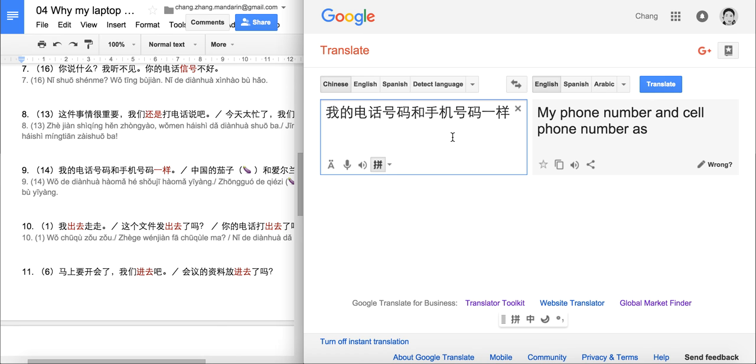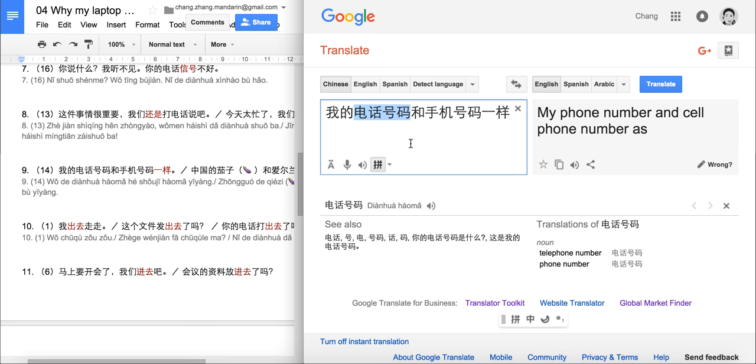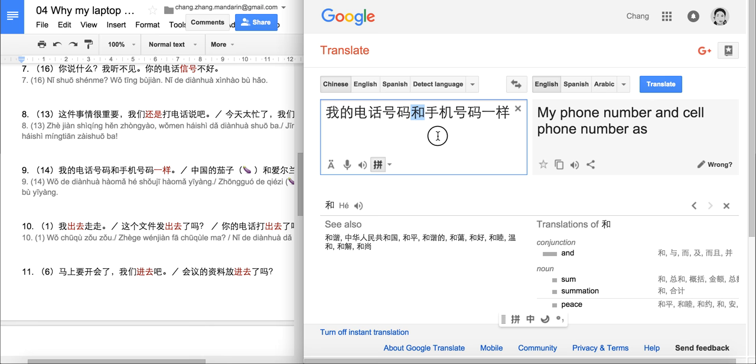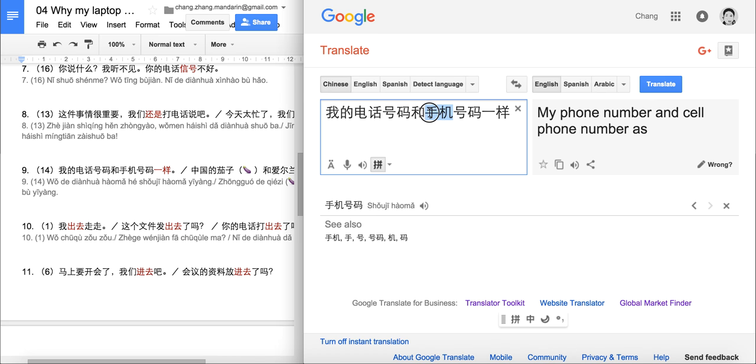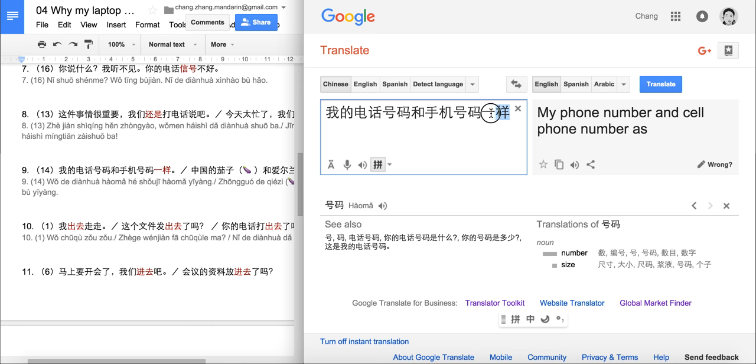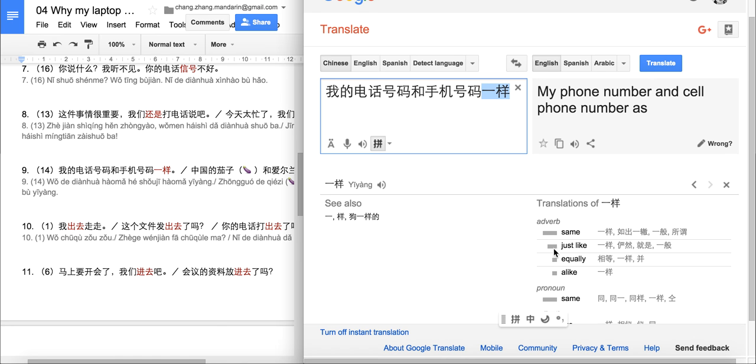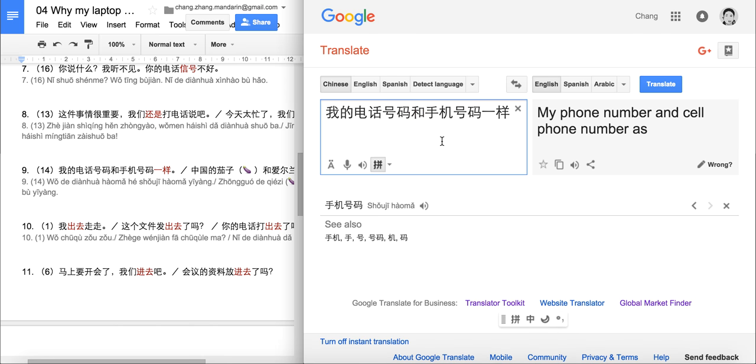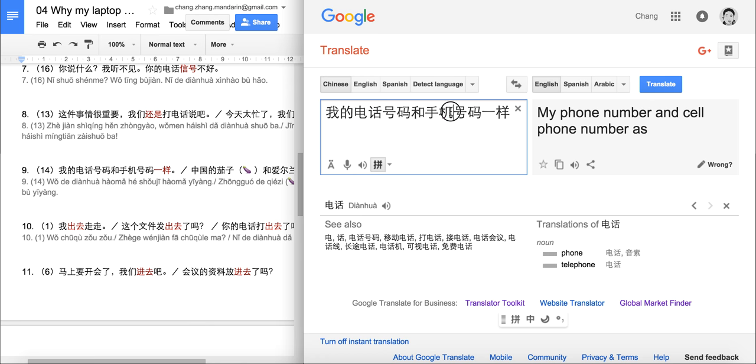Next one. 我的电话号码和手机号码一样。 That's a fake sentence. The information is fake, and it is only a grammatically correct sentence, but it's not a real sentence. It means my 电话号码, phone number, and 手机号码, cell phone number, 一样, the same. So my phone number is the same as my cell phone number. I just want to point out the difference: 电话 is a general term for all phones, and 手机 specifically refers to cell phones.